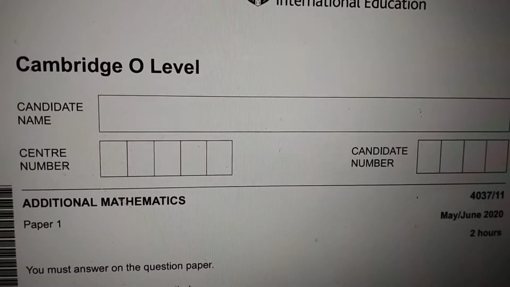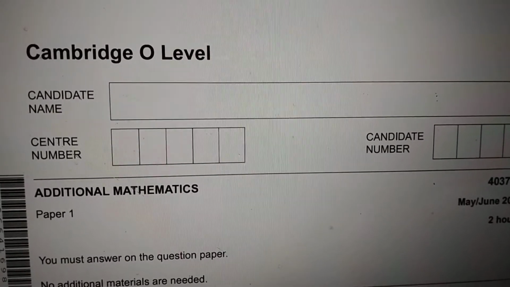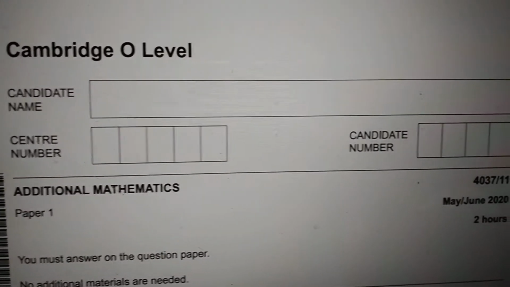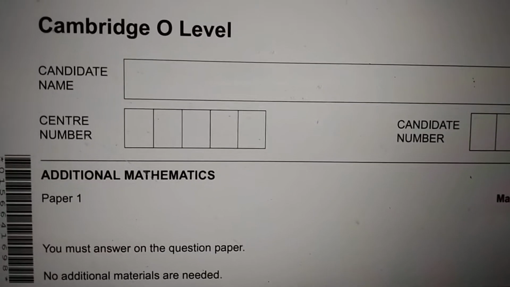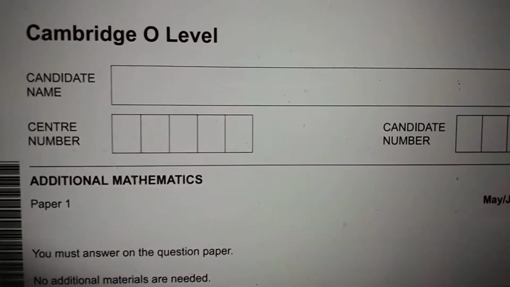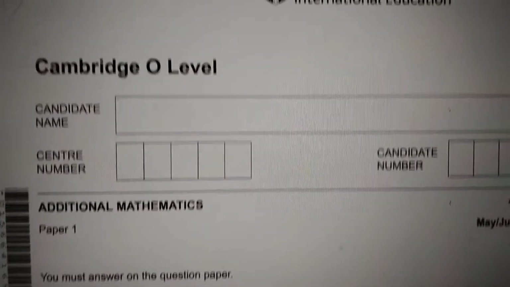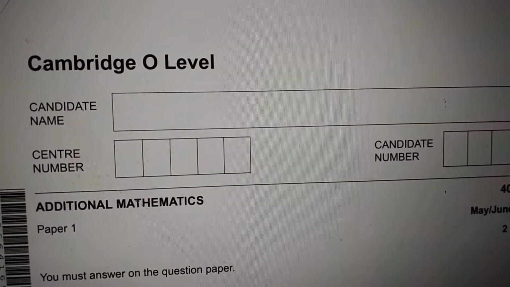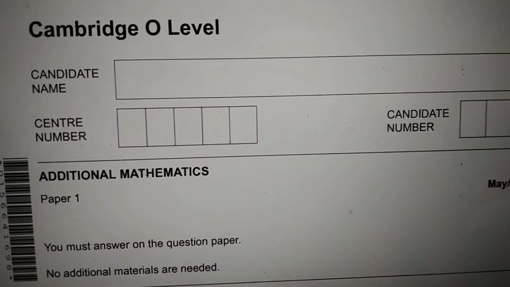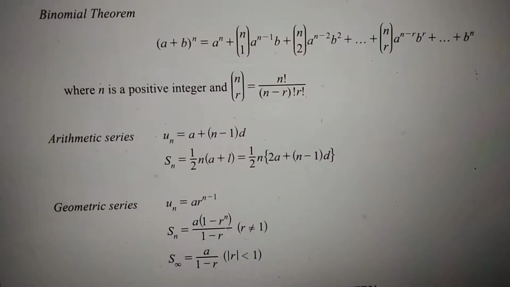Bismillahirrahmanirrahim. Today we are looking at additional mathematics, O levels 4037, and the paper is 11 June 2020. And we are going to look at question number 3, which is the application of differentiation involving rates of change and the chain rule. So let's move on to question number 3.